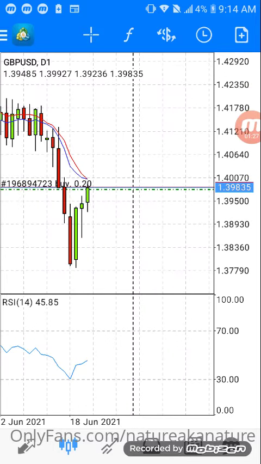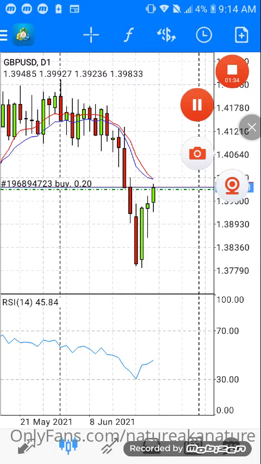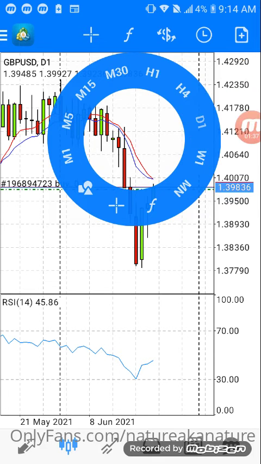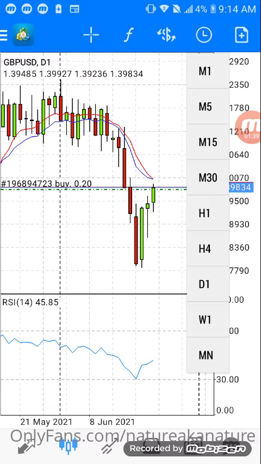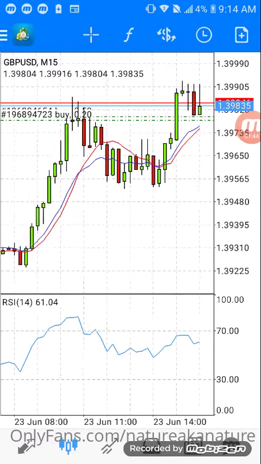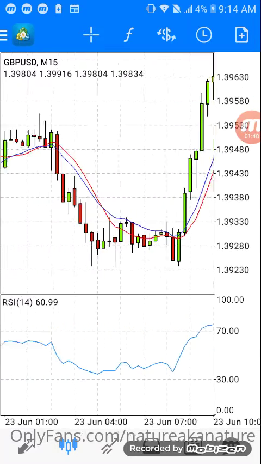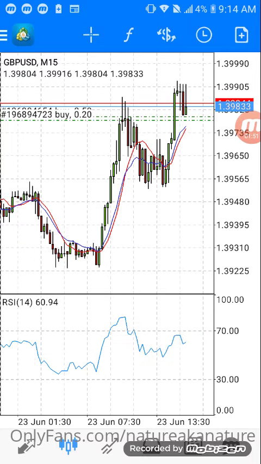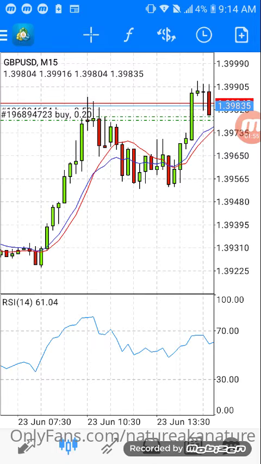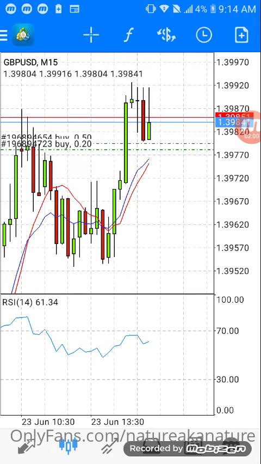So let's just see what happens. Let's go down to the 15-minute chart and see what's happening. It was consolidating. It had a nice little run right here. Then it started consolidating, went back down, consolidated, and then around this time this morning, it started going back up.